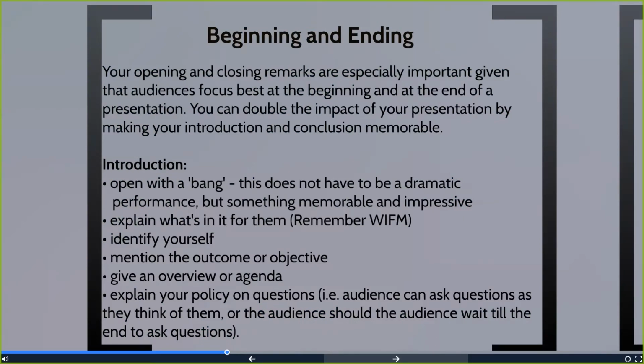Introduction, open with a bang. This doesn't mean it has to be a dramatic performance, but something memorable and impressive. Explain what's in it for them. Identify yourself. Mention the outcome or the objective. Give an overview or an agenda, and explain your policy on questions, whether you want them to interact as you go or wait till the end, or whatever the case may be.